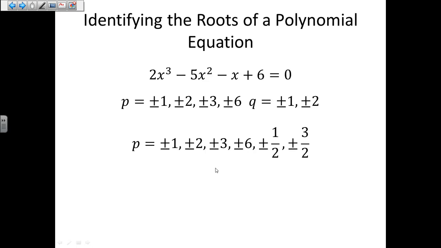Okay, let's go back to our example though. We've got our p values, we've got our q values. Here are our p over q values. I know this is supposed to say p over q, I forgot the q. But basically this is a list of numbers that might work. Definitely not all of them are going to work.